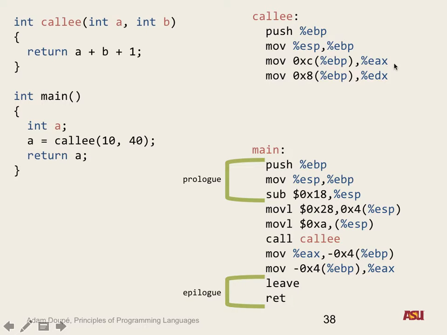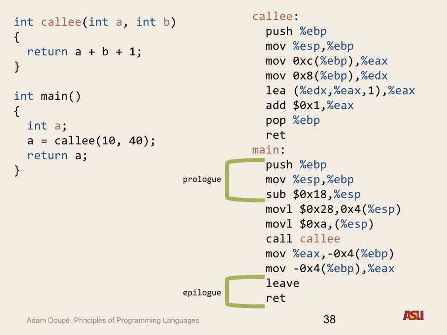Moving that into EAX, then moving EBP plus 8, which is the first parameter A, into EDX. And now we have again this load effective address, so we're doing EAX times 1, which is EAX, plus EDX. Move that into EAX. So we're adding A plus B, then we add 1. And then we do pop EBP and then return. So what is this going to return? EAX, which is going to be the result of B plus A plus 1.